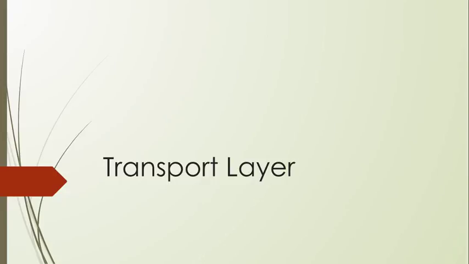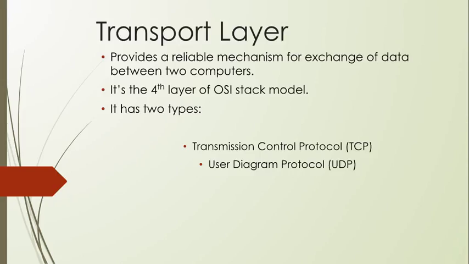So what is the transport layer? It provides a reliable mechanism for the exchange of data between two computers. It's the fourth layer of the OSI stack model and it has two types. The first type is Transmission Control Protocol, or TCP, then User Datagram Protocol, or UDP.